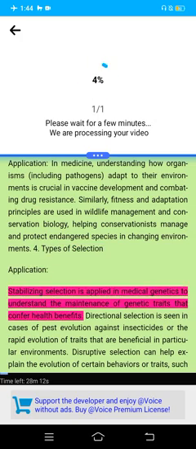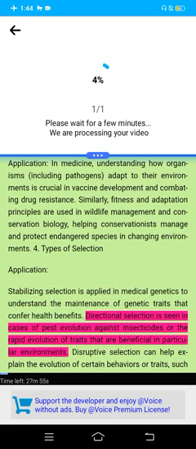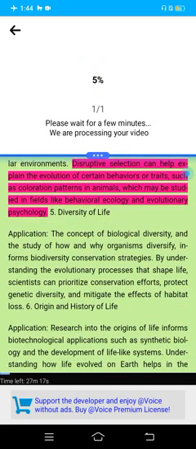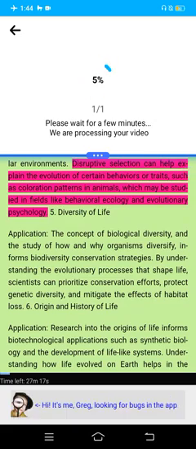4. Types of selection. Application. Stabilizing selection is applied in medical genetics to understand the maintenance of genetic traits that confer health benefits. Directional selection is seen in cases of pest evolution against insecticides or the rapid evolution of traits that are beneficial in particular environments. Disruptive selection can help explain the evolution of certain behaviors or traits, such as coloration patterns in animals, which may be studied in fields like behavioral ecology and evolutionary psychology.